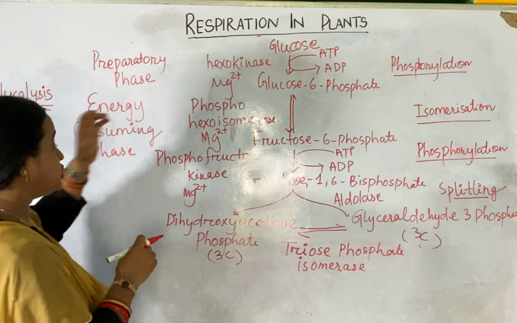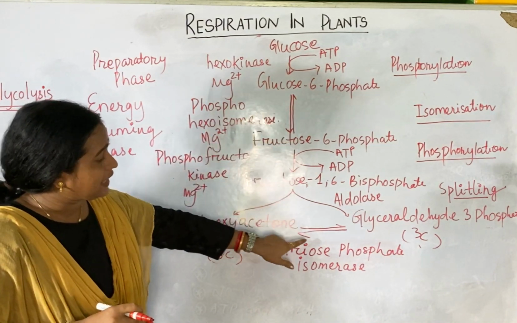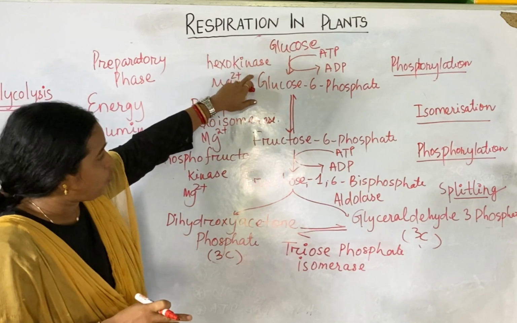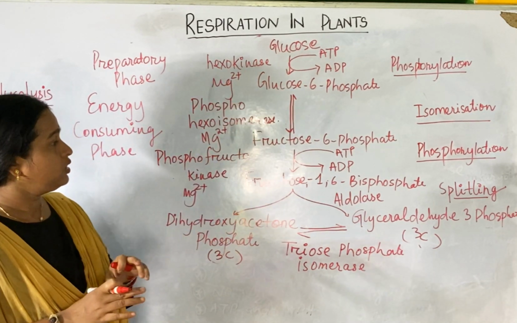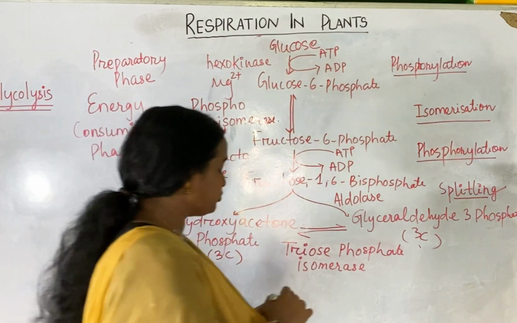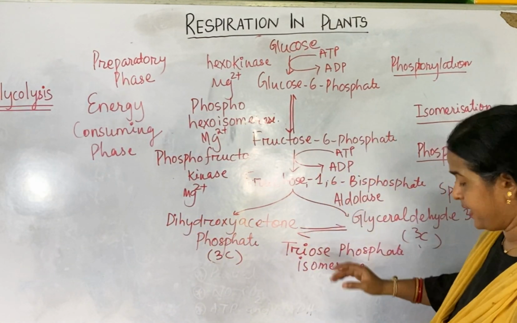Here reaction 2 and reaction 5, these two are reversible, and reactions 1, 3 and 4 are irreversible. So next move to the 6 to 10 reactions.